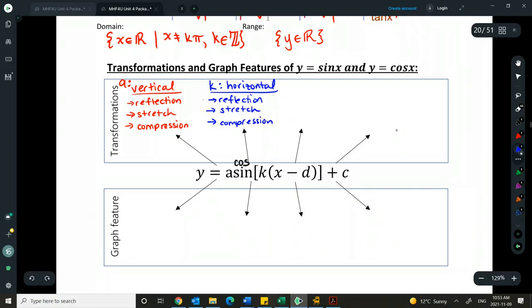Okay, we also reviewed this back in polynomials, so I'm sort of assuming that people are familiar with this at this point. D value? Clayton? Horizontal. Okay, so horizontal shift, so it goes left or right. And C value? Vertical shift. Vertical shift, so up or down.